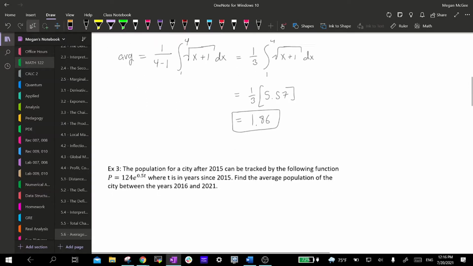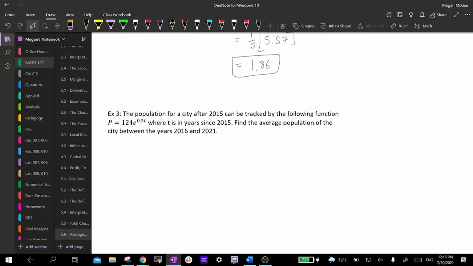All right, so example 3 is the population for a city after 2015 can be tracked by the following function. So this function given here, where t is in years since the year 2015. Find the average population of the city between the years 2016 and 2021. All right, so we want to find the average value, the average population, which is going to be 1 over b minus a.